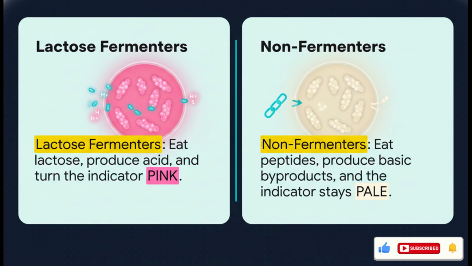So this slide shows the two possible things that can happen. Look on the left. If the bacteria can ferment lactose, they produce acid. This makes the pH drop, and that indicator dye turns a bright hot pink. Now on the right, if they can't use lactose, they eat peptides instead. This produces basic byproducts, and the indicator just stays pale. This difference right here is a really crucial point and something you'll definitely want to remember for your exams.